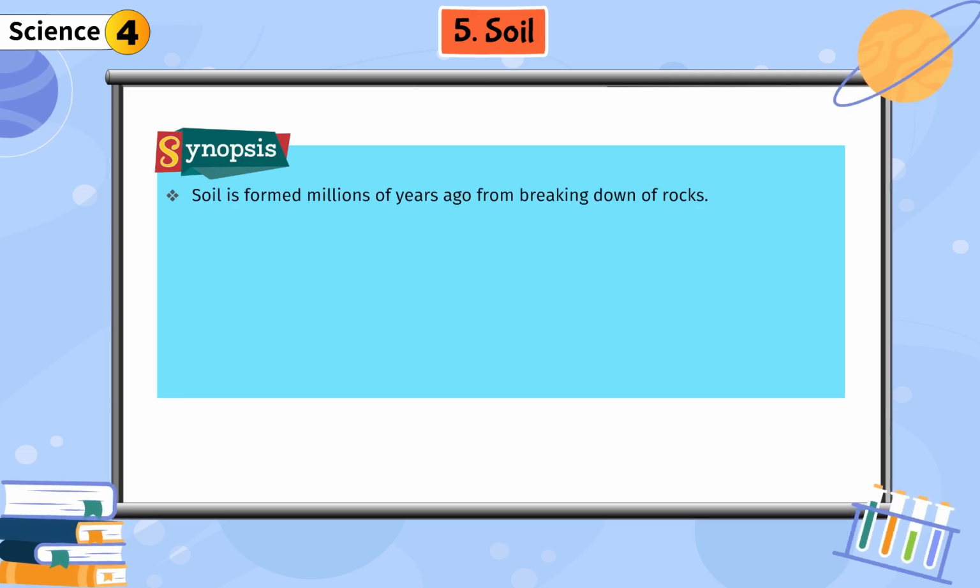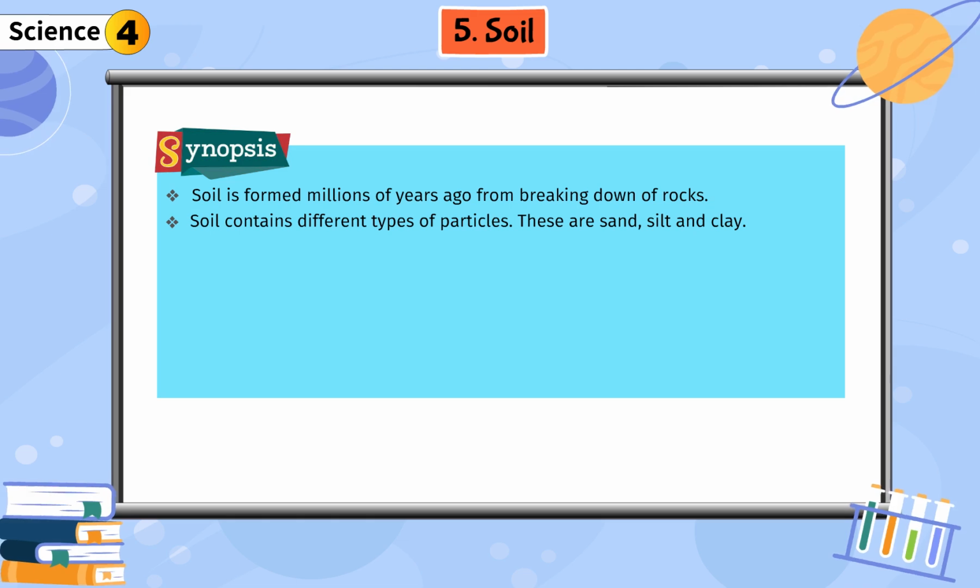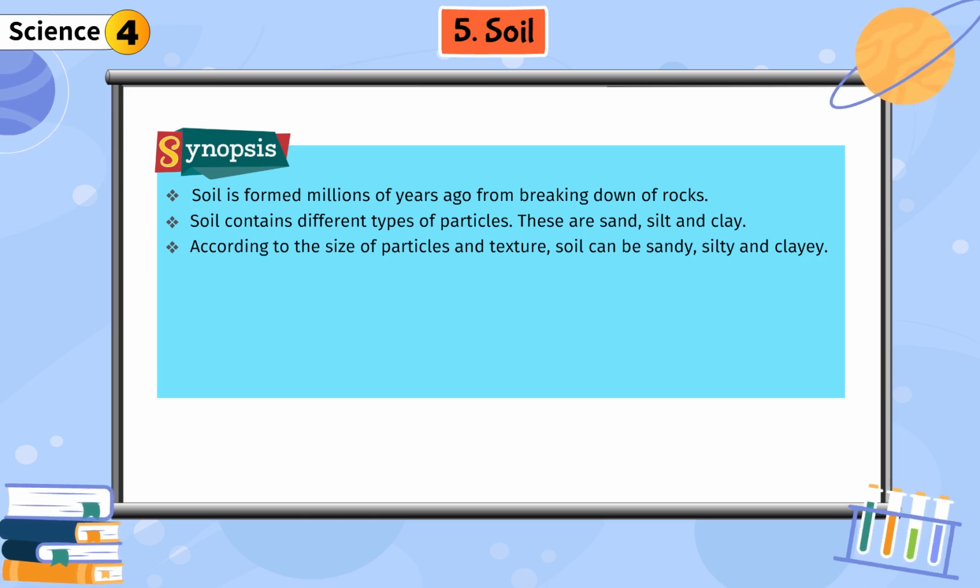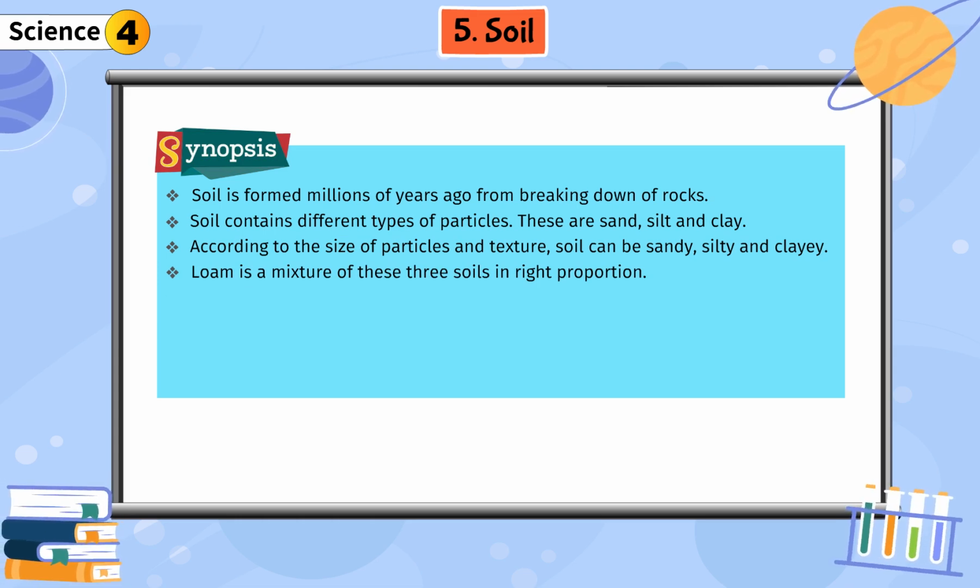Synopsis. Soil is formed millions of years ago from breaking down of rocks. Soil contains different types of particles. These are sand, silt and clay. According to the size of particles and texture, soil can be sandy, silty and clayey. Loam is a mixture of these three soils in right proportion.